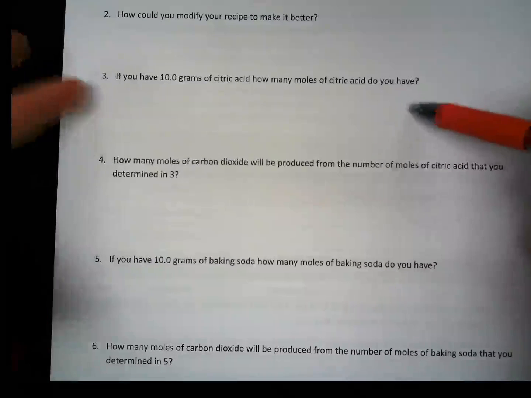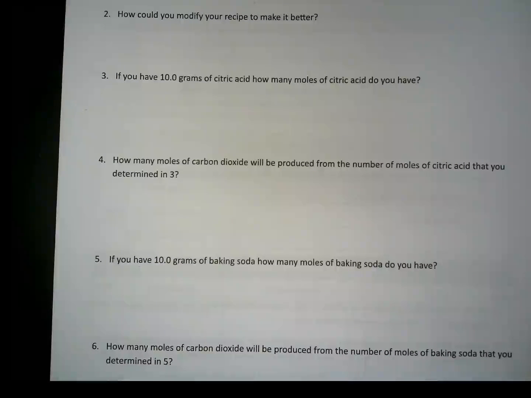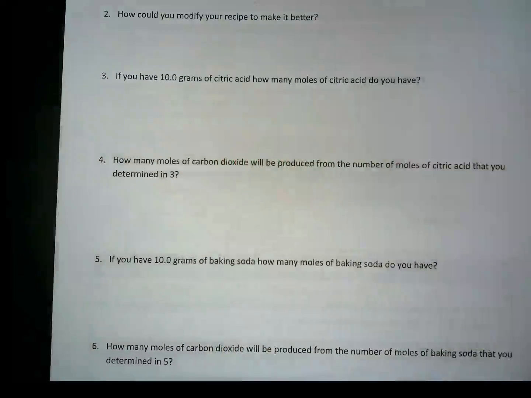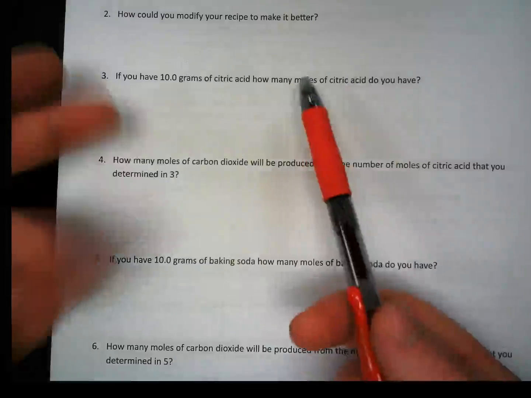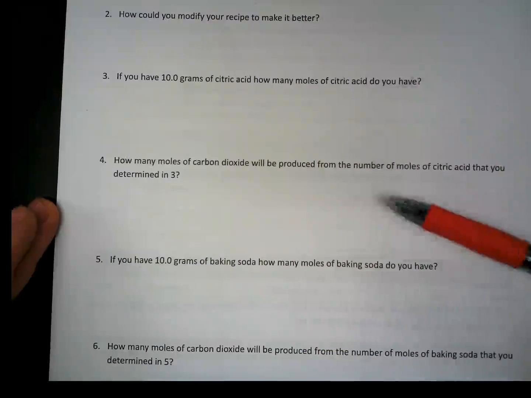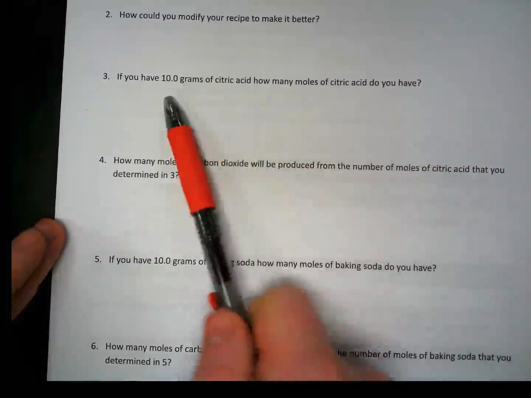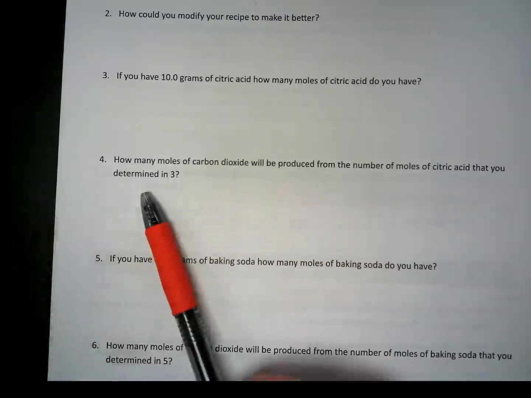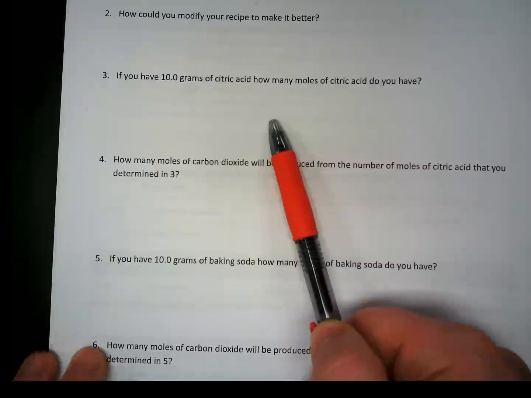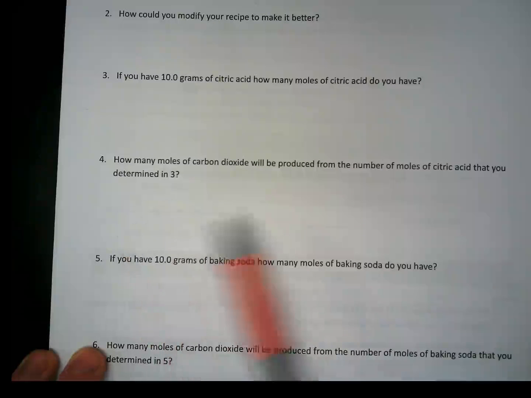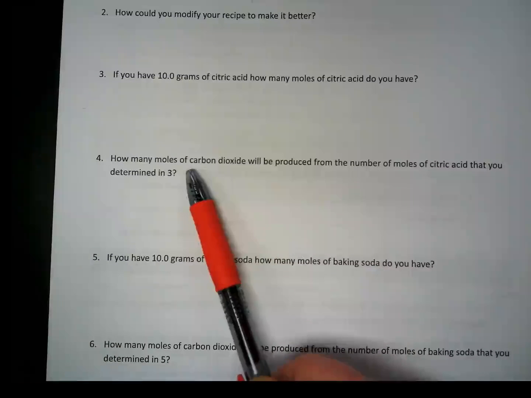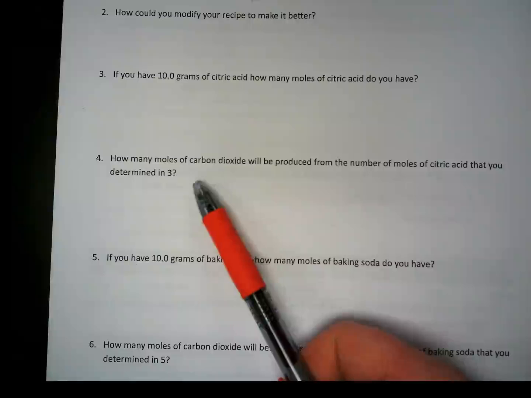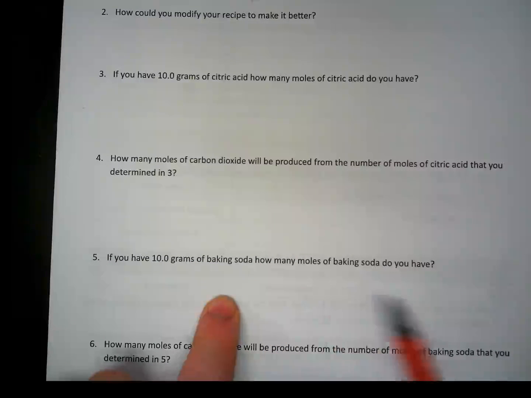And then here, number 3, if you had 10 grams of citric acid, how many moles of citric acid do you have? Here is just grams to moles of substance A, a simple conversion. And really, number 3 will lead you to number 4. So we're just starting here with 10 grams of citric acid to moles of citric acid. And then number 4 is asking, using your answer from here, you're then going to convert moles of citric acid to moles of carbon dioxide, one of the products. And then you're going to restart over here.